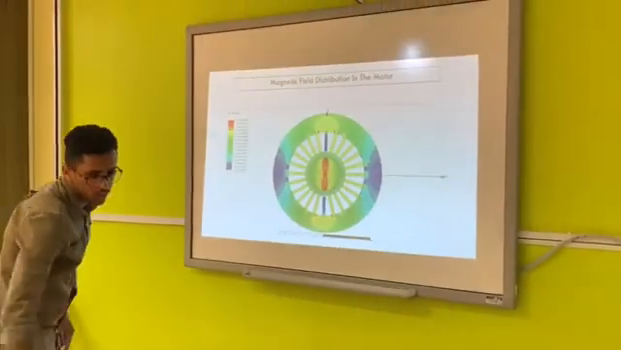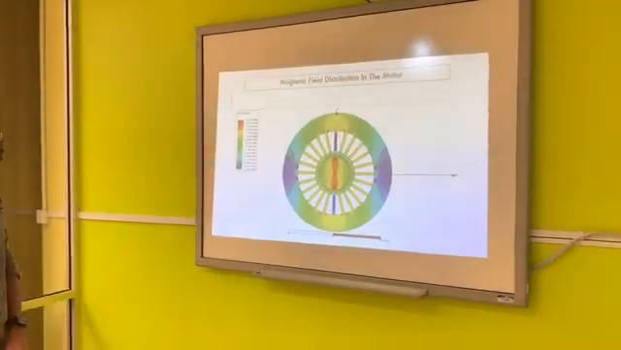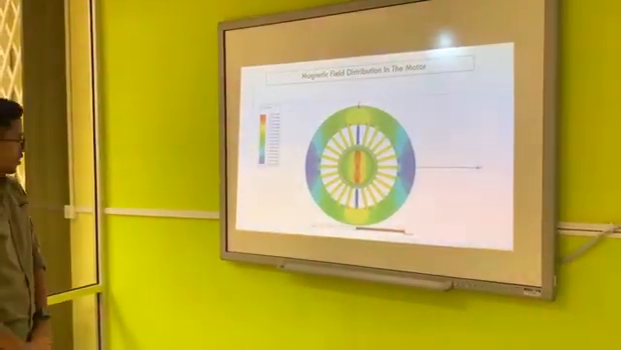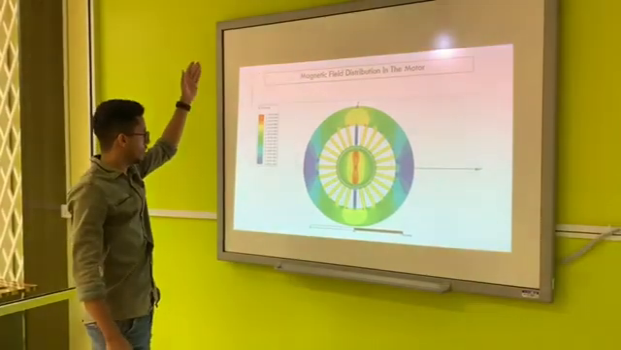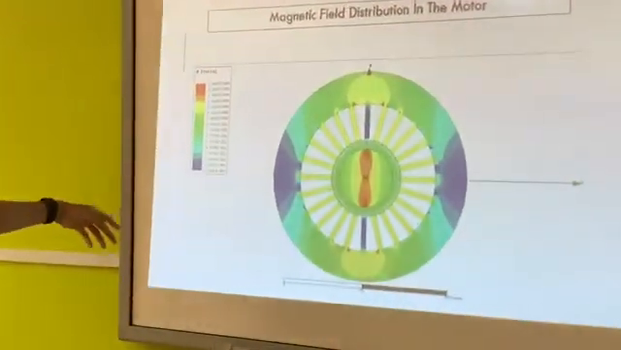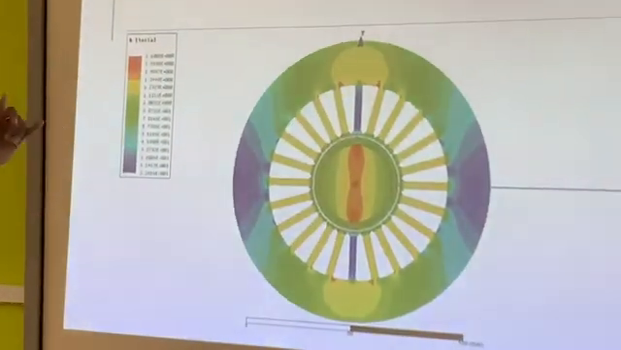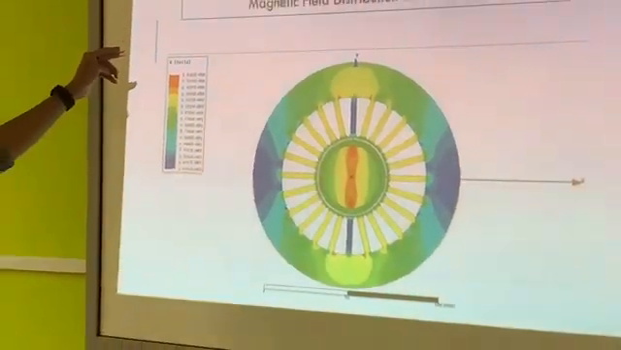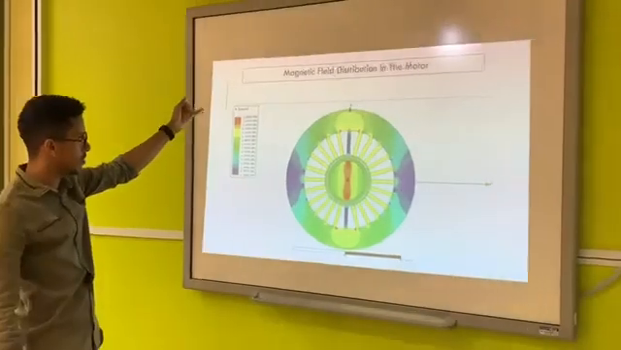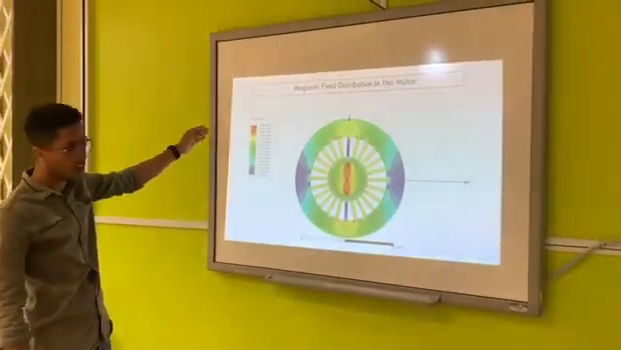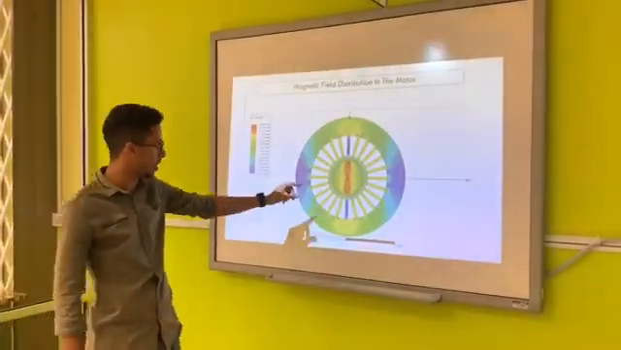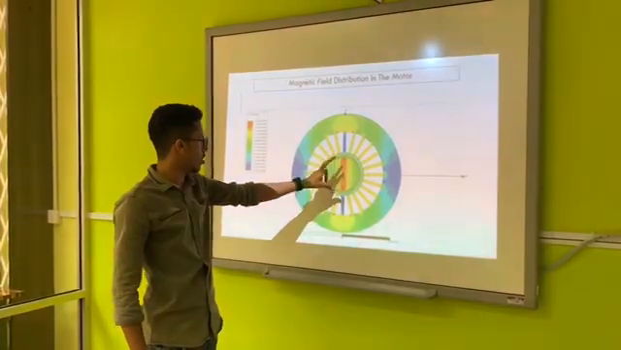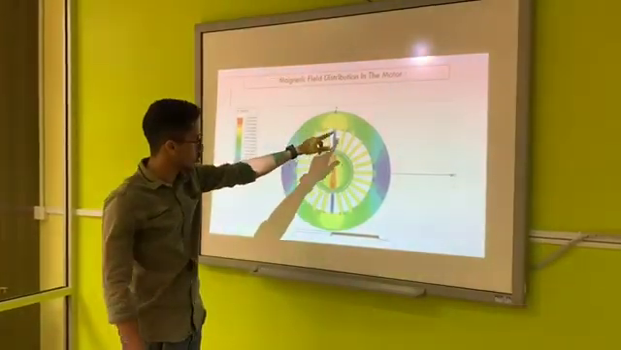This is the magnetic field distribution in the motor. This scale shows the Tesla, the magnetic field density, which goes from 0.02 until 1.6, which is the critical value. And we only reach the critical value a bit in the middle, which is the rotor, and between the 2 poles.